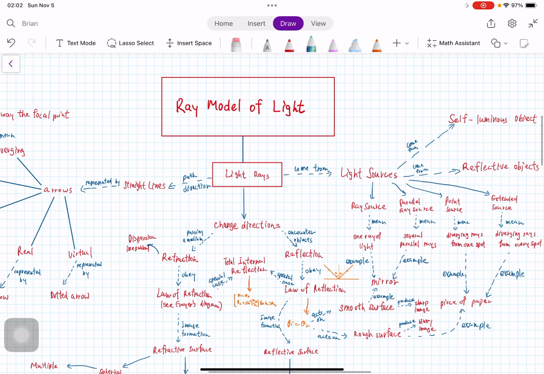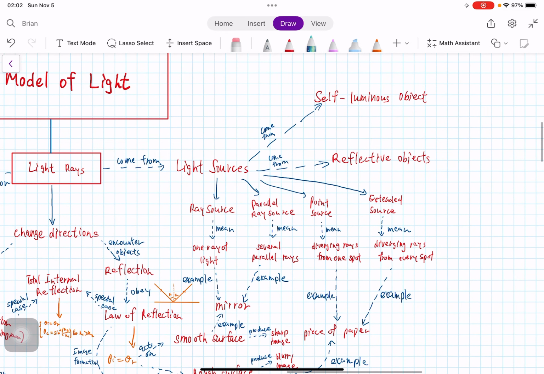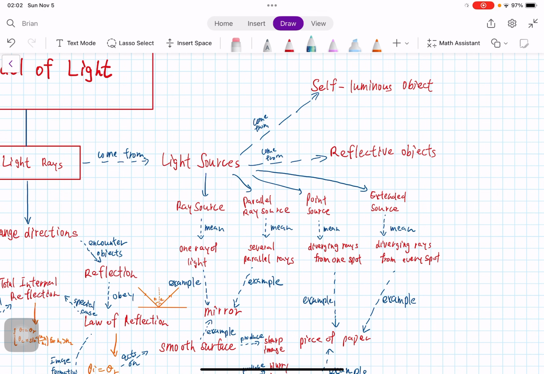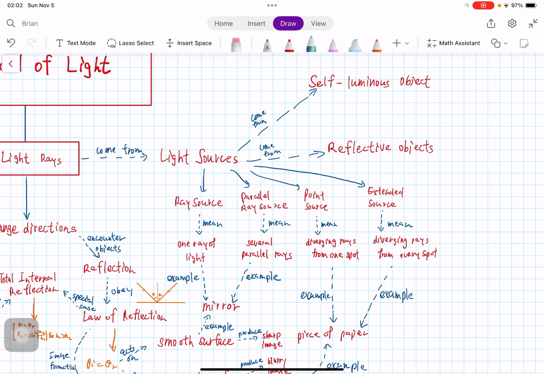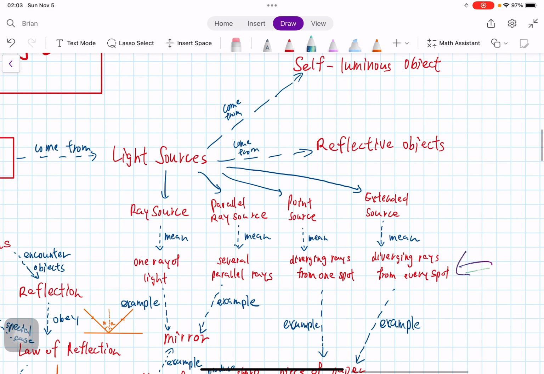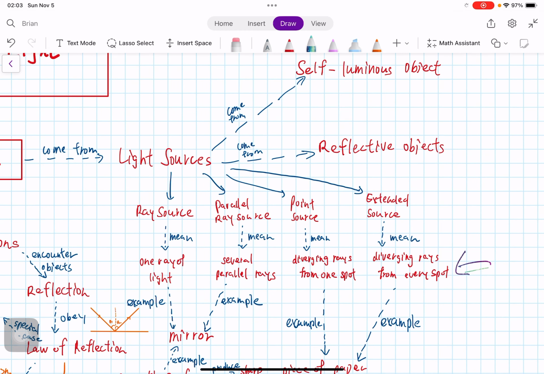And then we could look at the right-hand side, which talks about the light sources. For light sources, we have 4 types: the ray source, parallel ray source, point source, and extended source, which is the meaning of it. And usually it comes from self-luminous objects or reflective objects.